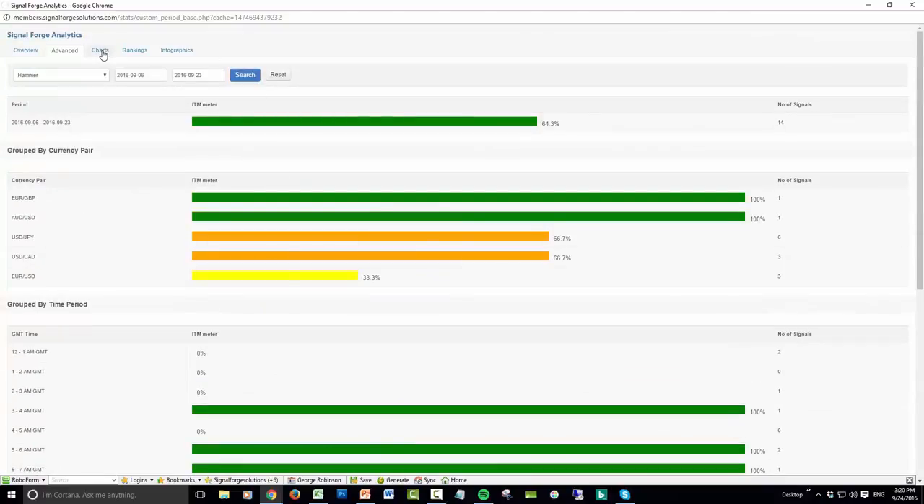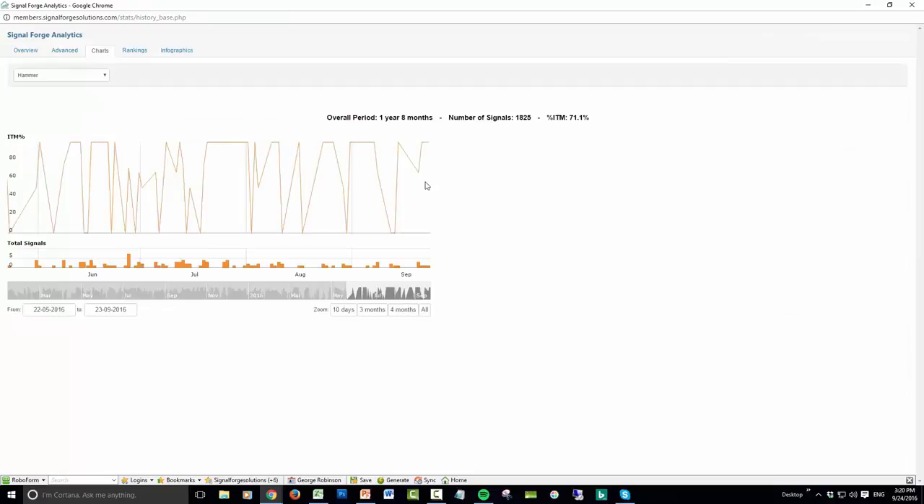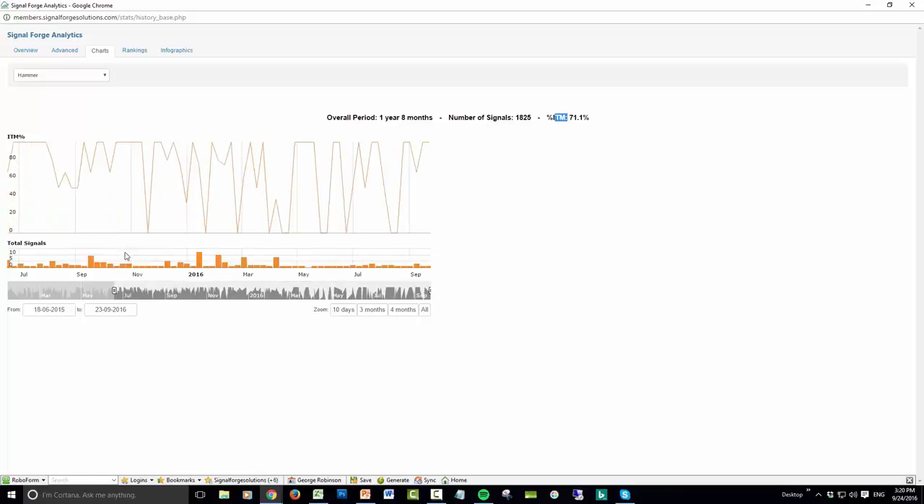The next one we've got here is charts. Click on that, and you'll see the in the money. Again, ITM stands for in the money. That's basically how often it's profitable. If it's in the money, it's profitable. So you can see in here number of signals, 1825, and it's averaged 71.1% of the time to be in the money. So it's been profitable 71% of the time, basically, is what that means. If it's in the money, it's a profitable trade. Okay. And you can shift down here and zoom in on different areas that you want to look at.